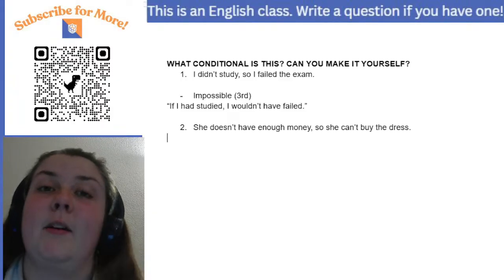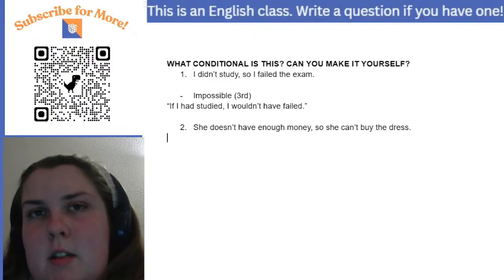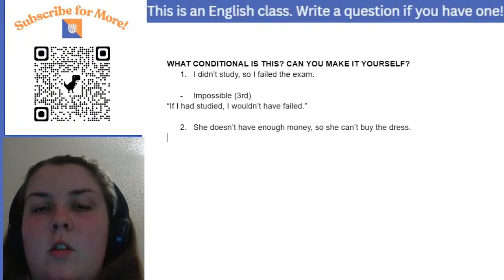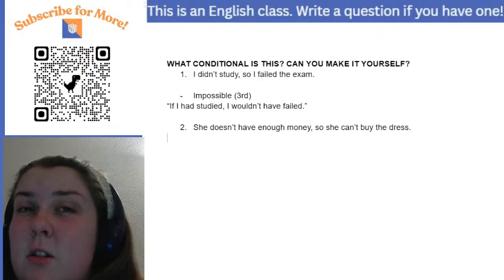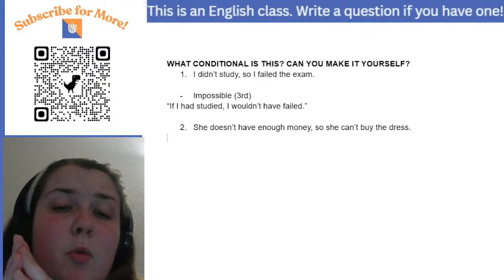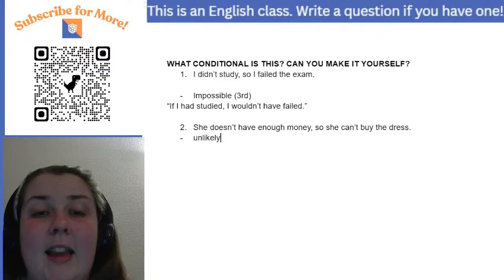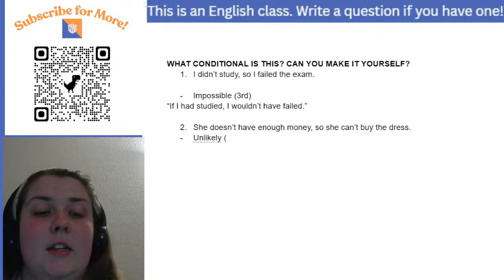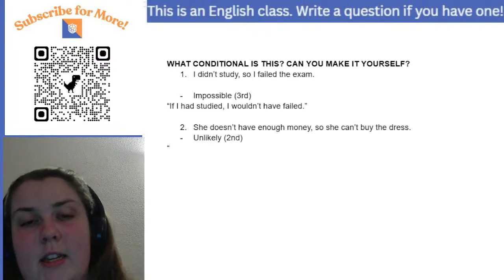Anyway, right. Time's up. Now, is it too late for the dress to be bought? I would argue that it isn't too late. No? The dress is probably still in the shop. The problem is the lack of money. So I think in this particular case, it's unlikely for us to get the money together in time to buy the dress. So we might say that the second conditional is necessary here.